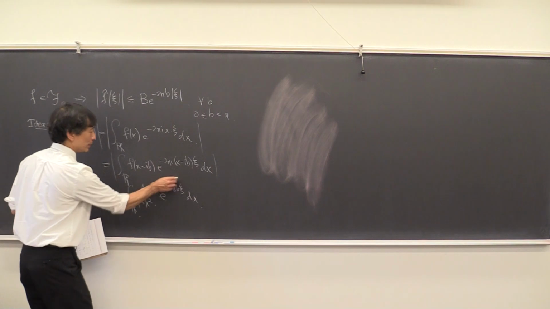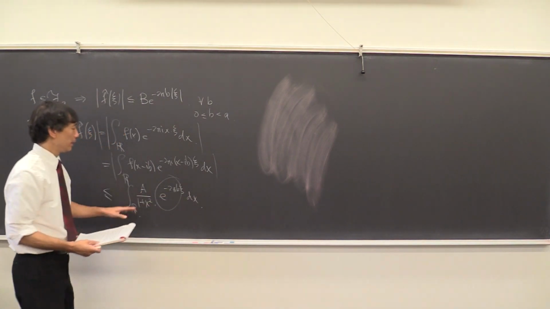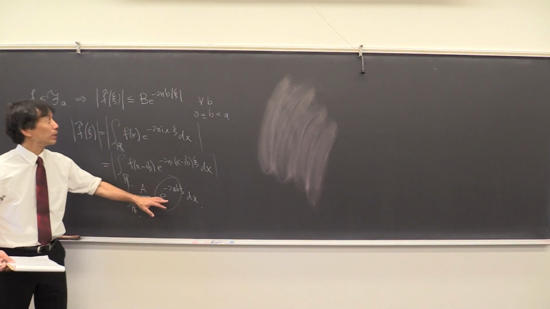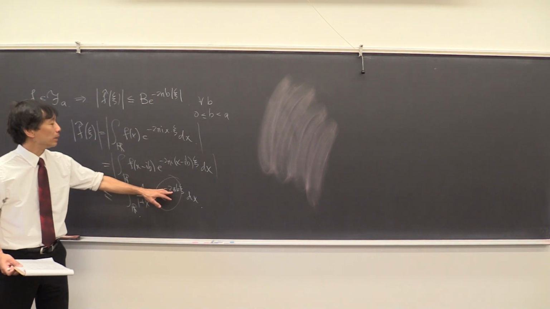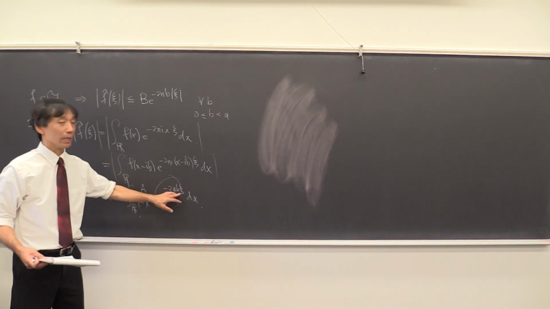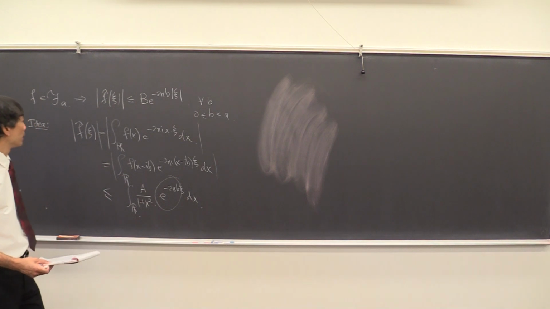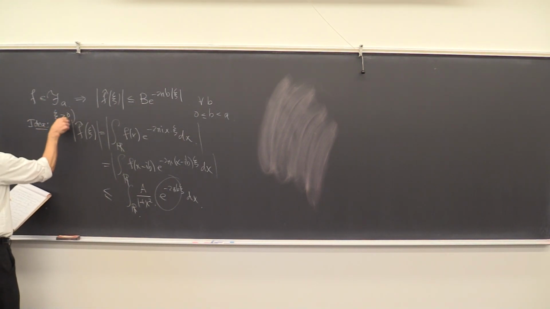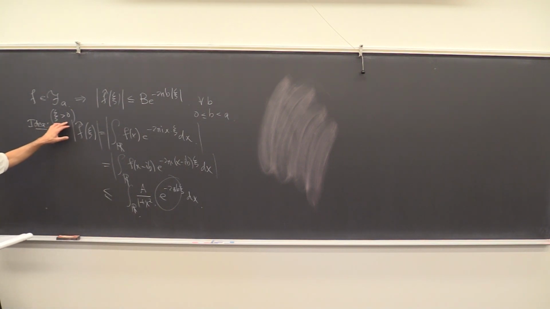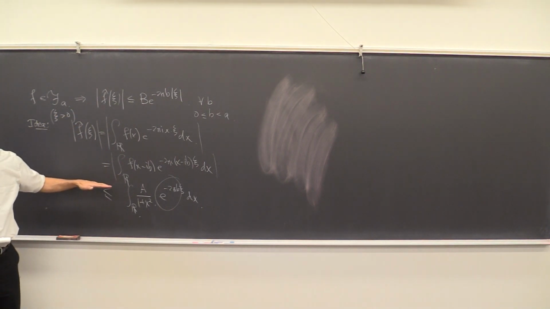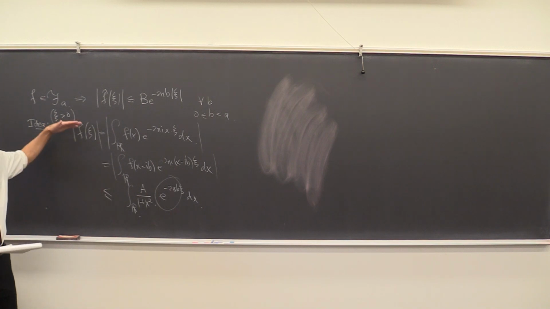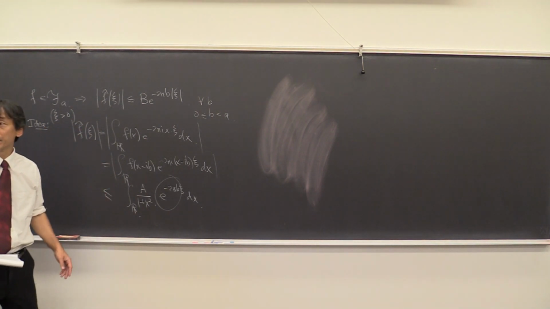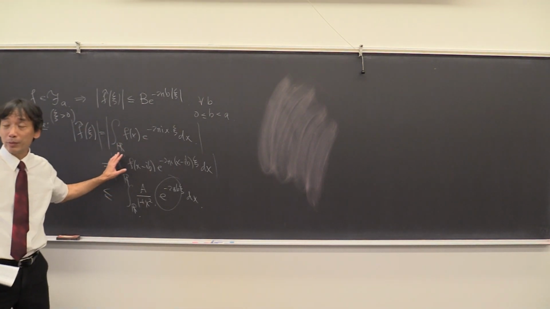This thing pulls out, and then you get some constant times e to the negative 2 pi b xi. And this was for the case xi bigger than 0, when you shift it down. For the other case you shift up and you get the same sort of result, right? So everybody remember this?